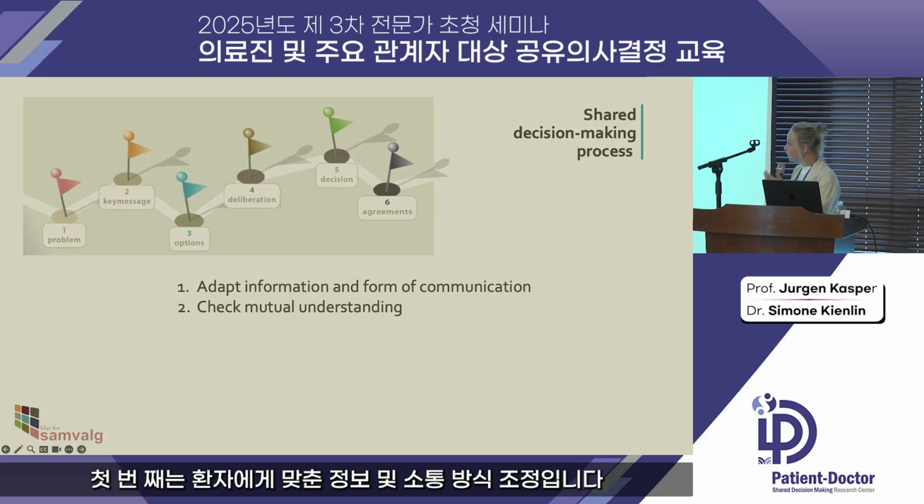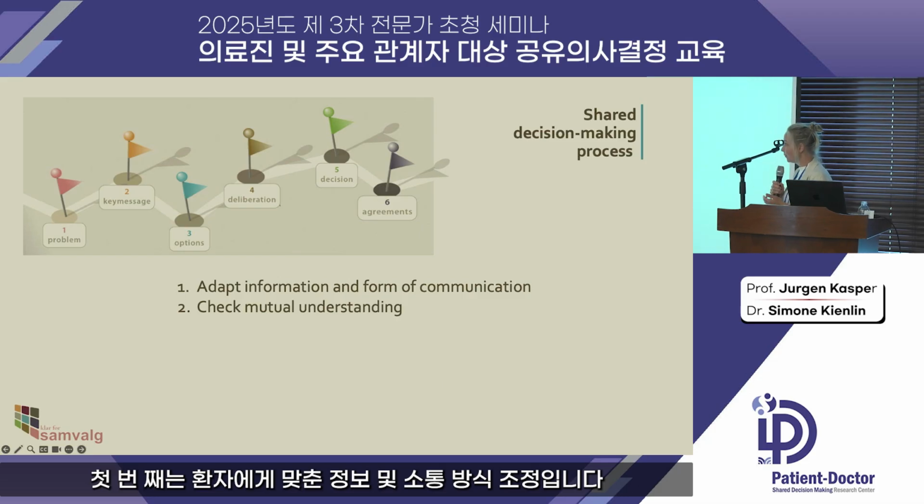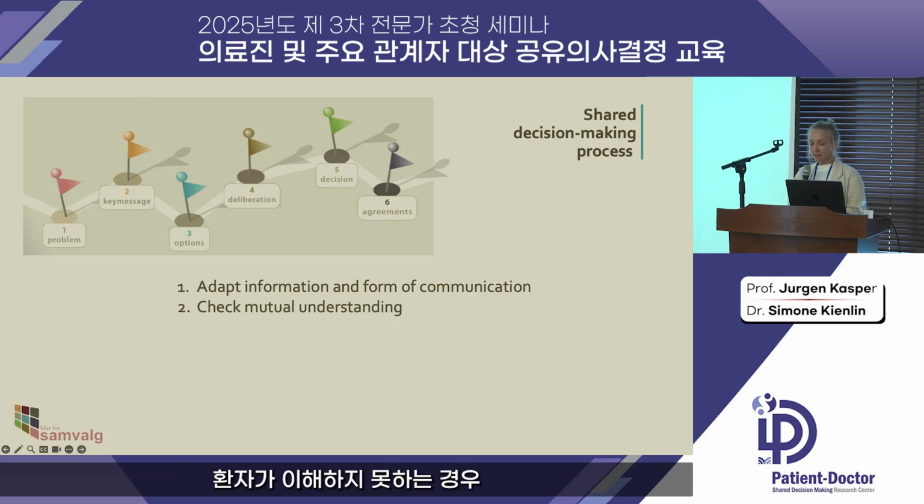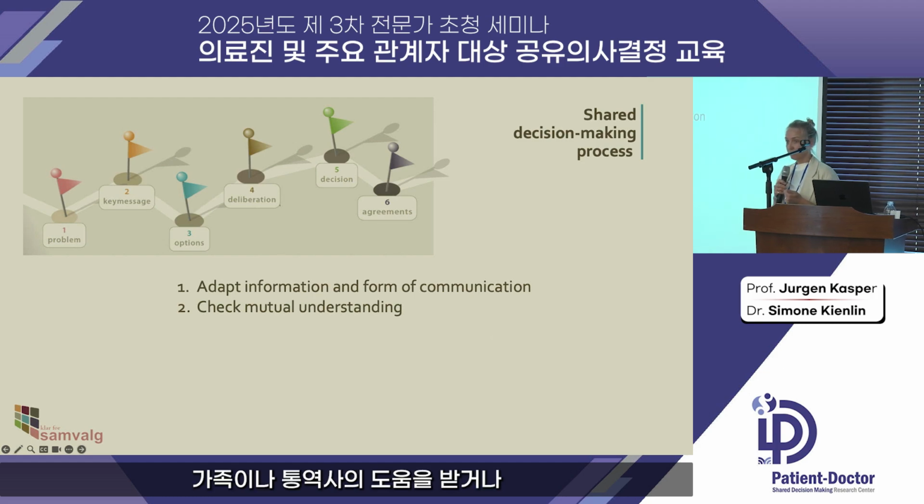So the first one is to adapt information and form of communication. And by that I mean that if we see that a patient doesn't understand, maybe we should get a relative, an interpreter. Maybe we have to change our communication approach and make a drawing or get a figure and explain how something works. So this is tailoring information to the patient.